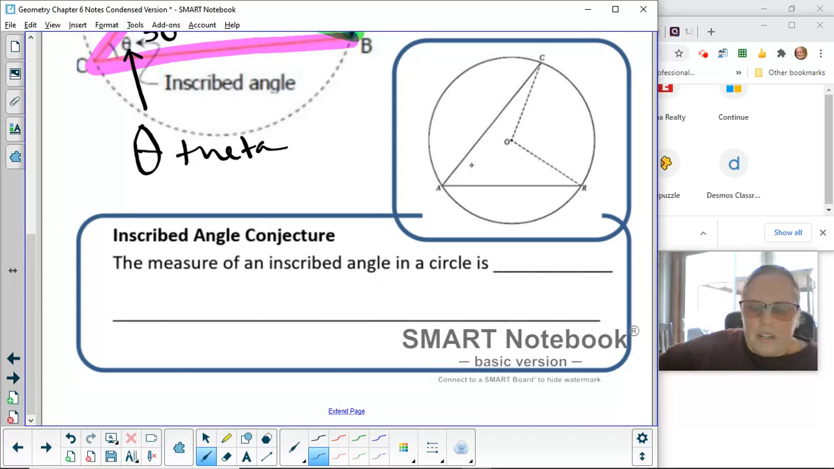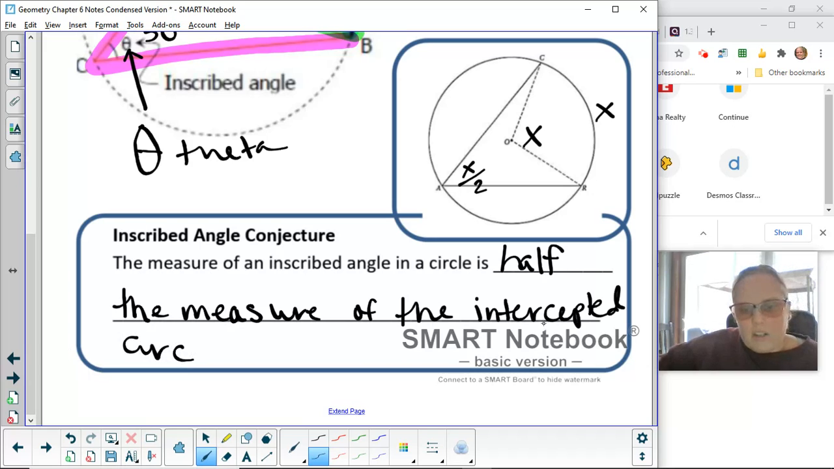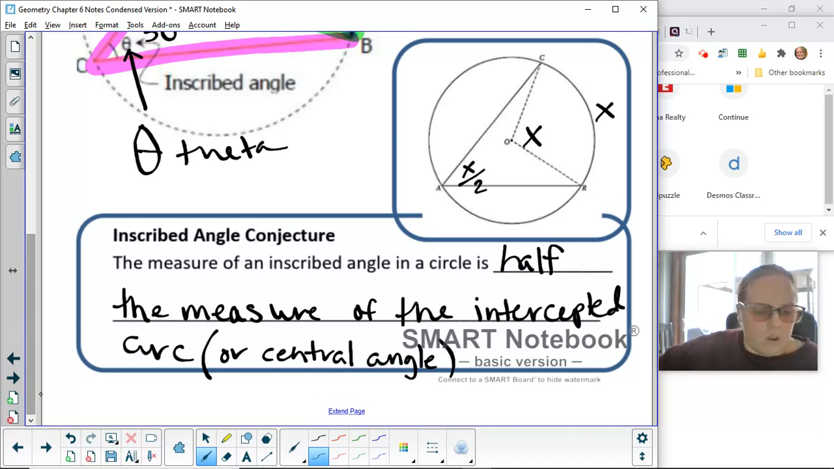So down here, we could do another example where we have a measurement for our central angle. The arc would be the same measurement, but then the inscribed angle would be half that size. So x divided by 2. So the measure of an inscribed angle is half the measure of the intercepted arc. Now, instead of intercepted arc, we could also say half the measure of the central angle. So I'll put or central angle, because the central angle and the intercepted arc are always the same size. Okay, great.